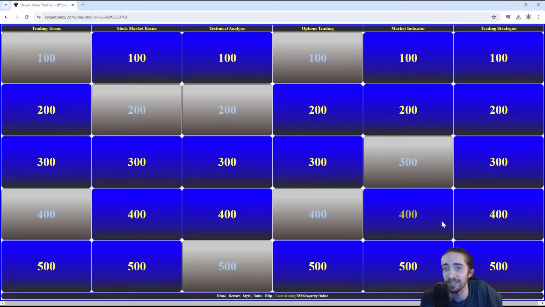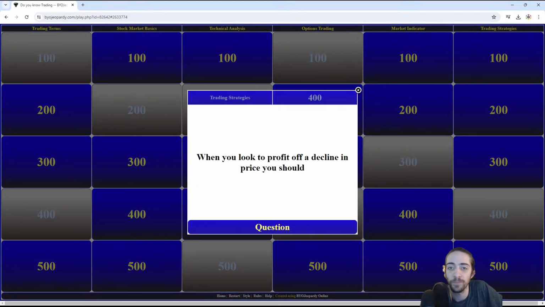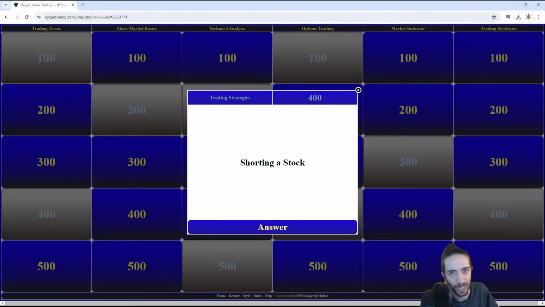All right, next question. Let's hit up trading strategies for 400. When you look to profit off a decline in price, you should, right? So when we look for price to go down, we should blank the stock. We got some answers coming in. You guys let me know, what should we do if I think price is going to go down on Microsoft? Buy puts, short, short. Very good. Good stuff, guys. What is shorting a stock? Another way we can short a stock if we don't have enough margin to sell the stock is we can buy a put. That's also another form of shorting a stock.